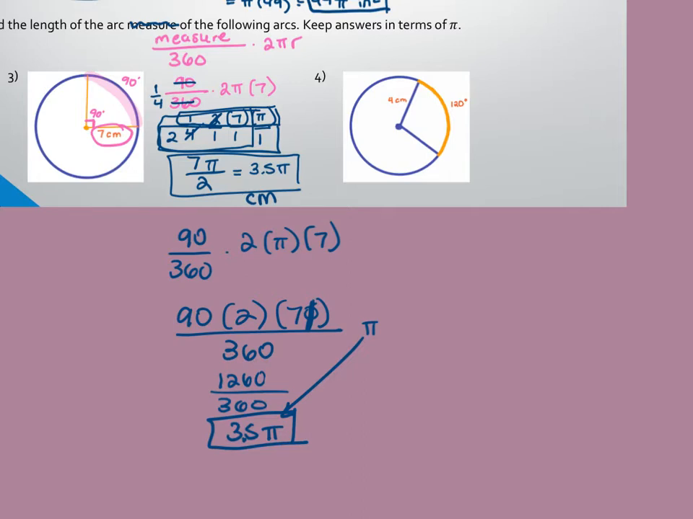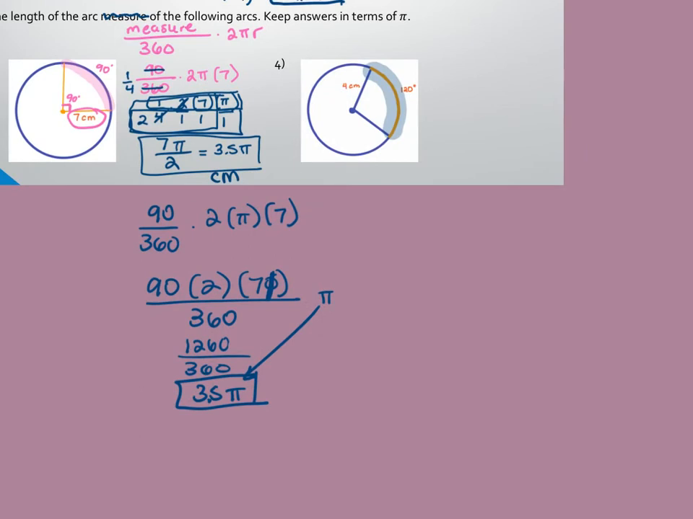All right, for number 4, we're trying to find the measure of this arc here, or the length of that arc. The measure of it is 120 over 360 times 2 times pi times r, which is 4. So again, I can put these over 1, over 1, over 1 to remind me that those are numerators. 120 goes into 360 3 times, so I can reduce that. And I end up with 1/3 times 2 over 1 times 4 over 1 times pi. I'm going to push pi all the way to the end.